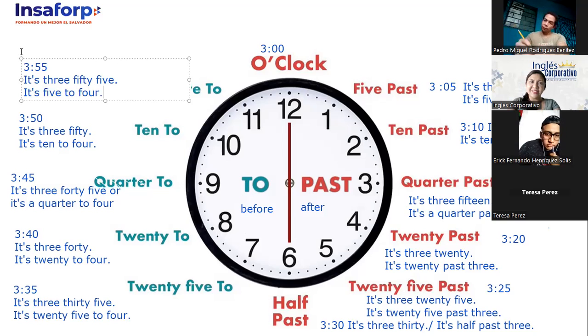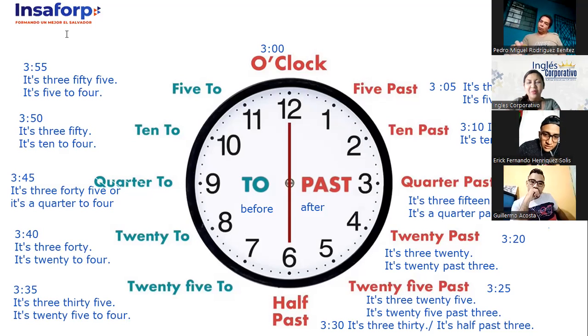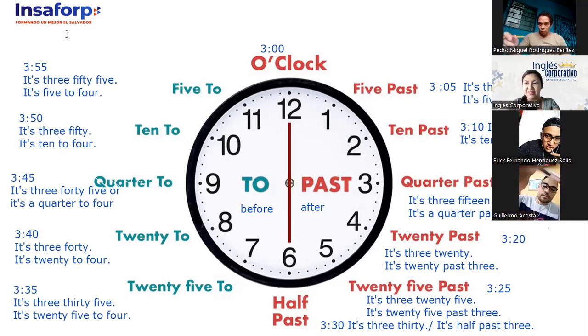Five to four. And that's it, right? Easy, right? Easy or difficult? 6 o'clock. 3 o'clock. And what time is it now? What time is it right now, in this moment?